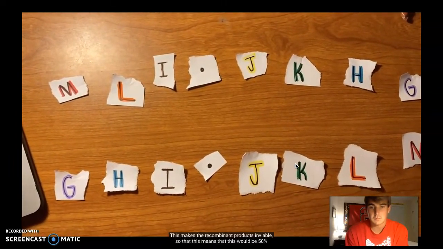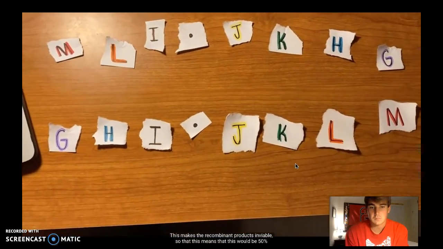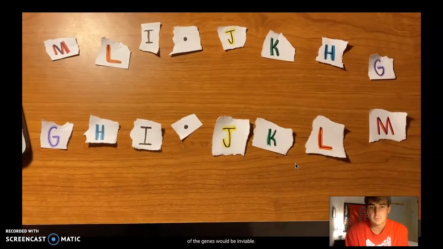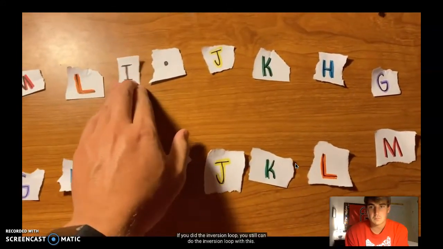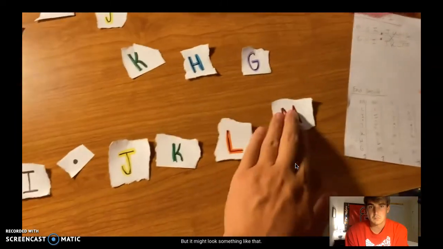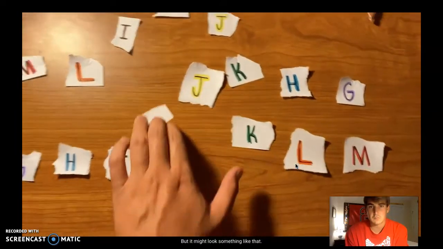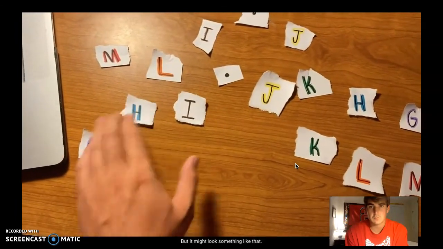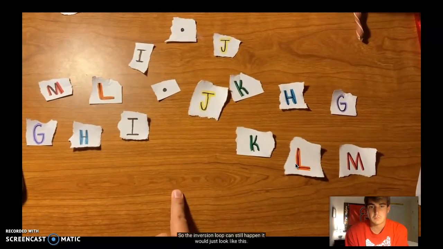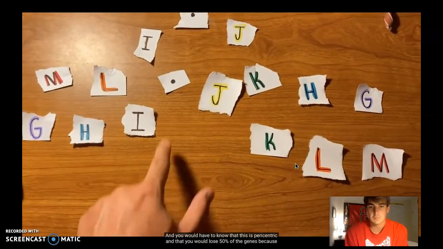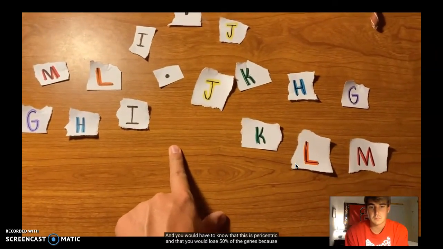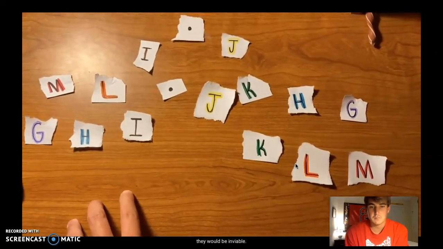This makes the recombinant products inviable, so this means that 50% of the gametes would be inviable. You can still do an inversion loop with this, but it might look something like that. So the inversion loop can still happen. It would just look like this, and you would have to know that this is paracentric and that you would lose 50% of the gametes because they would be inviable.